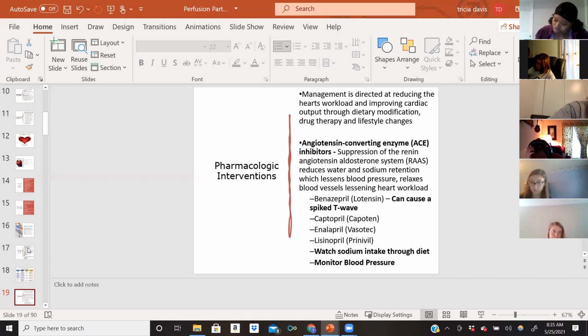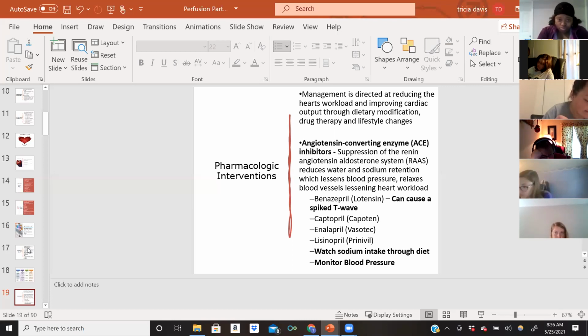We can give them what we call ACE inhibitors. ACE inhibitors work by suppressing the renin-angiotensin-aldosterone system. It's going to reduce water and sodium retention, which is going to lessen our blood pressure. It's going to relax the blood vessels, which is going to cause a decreased workload of the heart. So some of the medicines that we can give are benazepril. This can cause a spiked T wave. You guys need to know that.